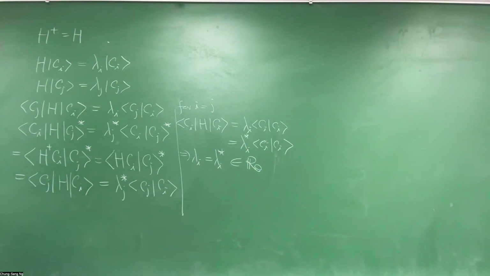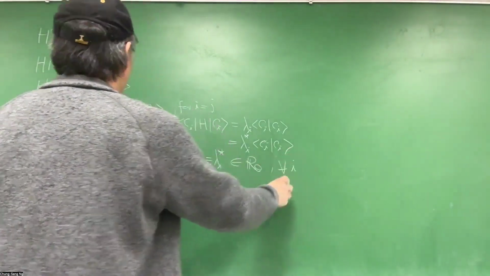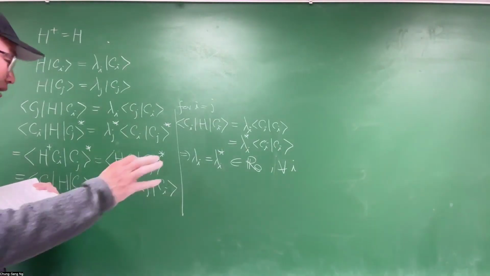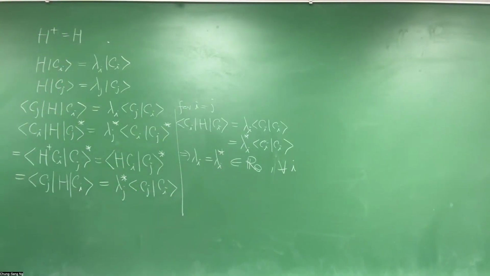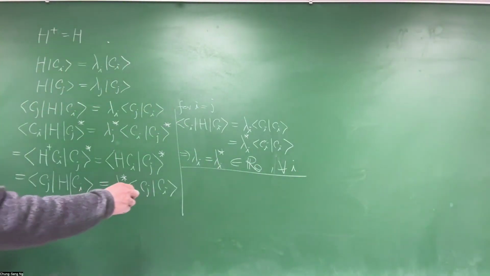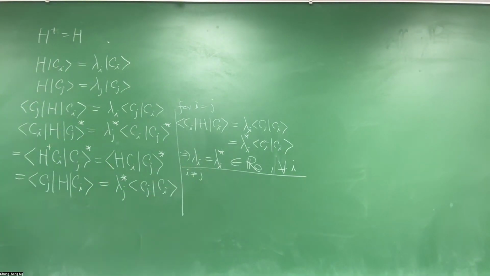And this is for all i. So any number of eigenvalues, they're all real. Okay. All right. So that's the first step. Now the second step is for i not equal to j.